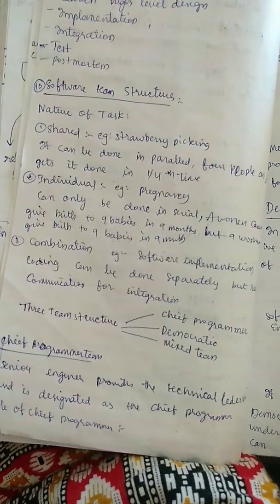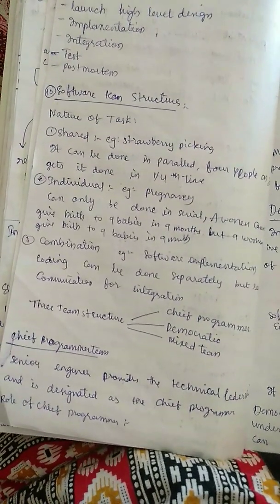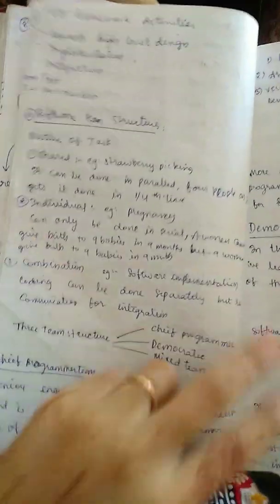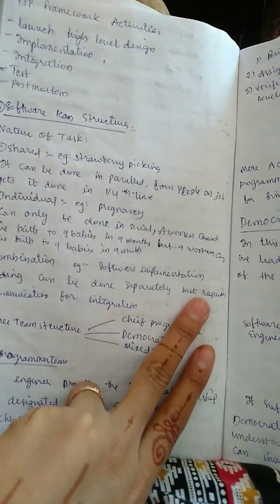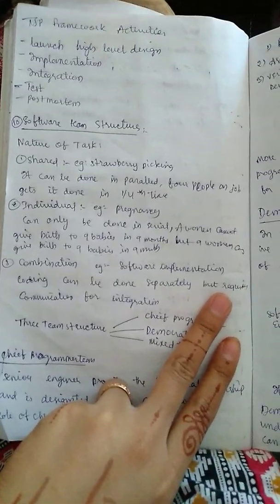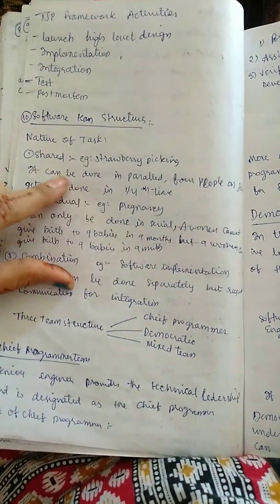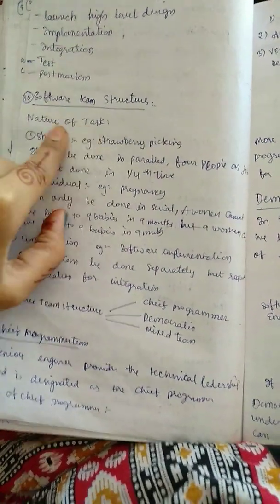Shared means, for example, software strawberry picking. It can be done in parallel. Four people on the job get it done in one fourth of the time, right? Many people can do the same task. That comes under shared, which is a nature of a task.